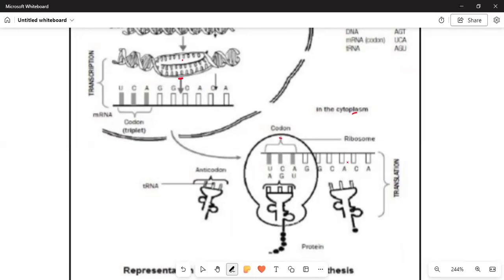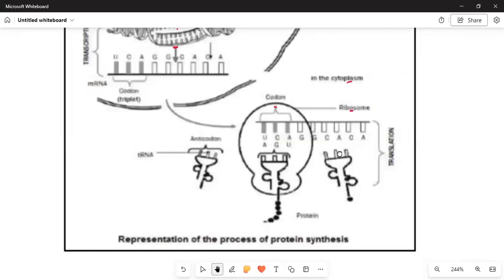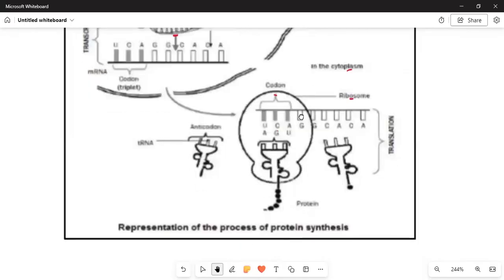So the uracil will go with the adenine, the cytosine goes with guanine, and the adenine goes with the uracil. And we are saying it happens where? In the ribosome. And then under this, we can understand that the translation process will therefore match the tRNA and the anticodons that are available, causing this protein synthesis to happen.